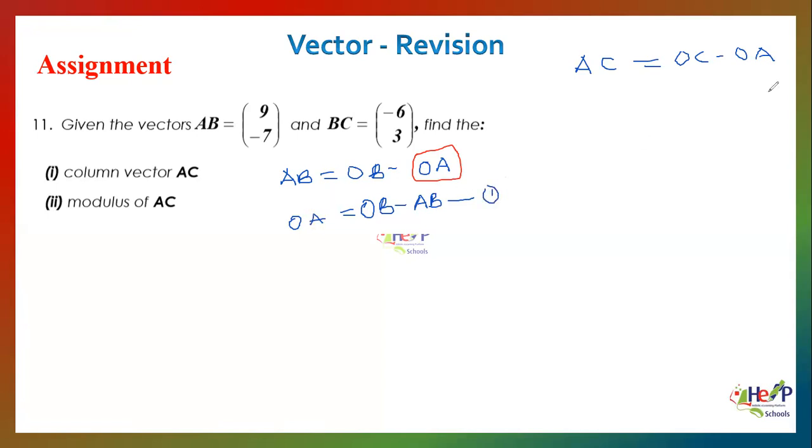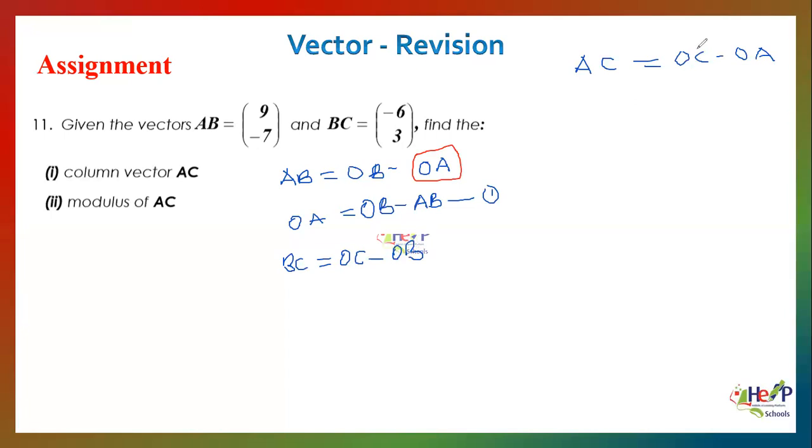I have my OA that I can substitute here. But where do I get OB? OB is also not there. And here you can even get, this is OA, I can substitute here. I need to also get OC. And OC can only be got using this other one, which is BC. BC is the same as OC, the one I'm looking for, minus OB, which is here.